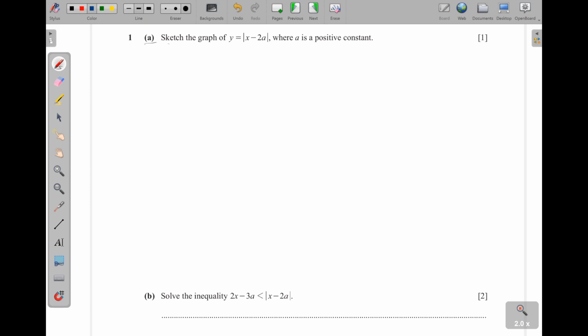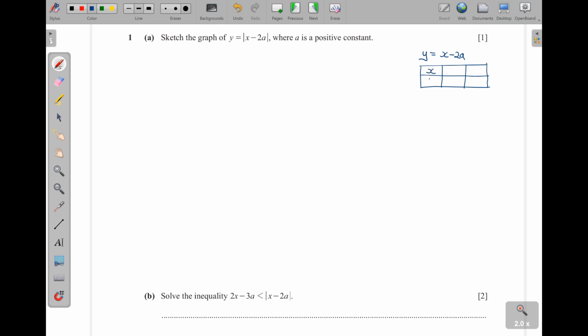And part A, they are saying sketch the graph of y is equal to the modulus of x minus 2a, where a is a positive constant. Here we sketch what we call the V-shaped graphs. So I will first consider y, which is equal to x minus 2a. And then all I need to do is to find the coordinates of the intercepts, where this graph is supposed to be cutting the y and x axes.